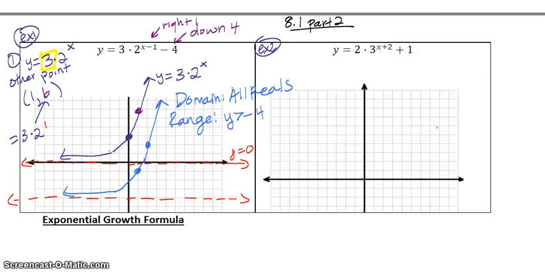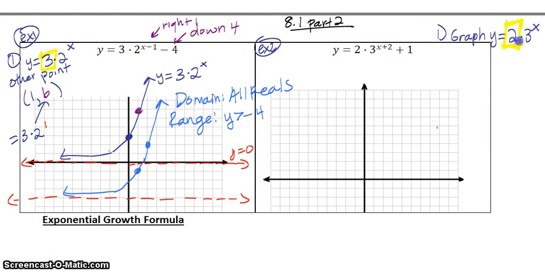Hey, welcome to 8.1 part 2. So we're just going to continue where we left off at the top of the page here with this second translated graph. I'm going to follow the same process we did with that first example. And again, pause the video if you want to try it on your own, and then you can check your work. But step 1, I'm going to graph it without the translations. So that would look like y equals 2 times 3 to the x this time.